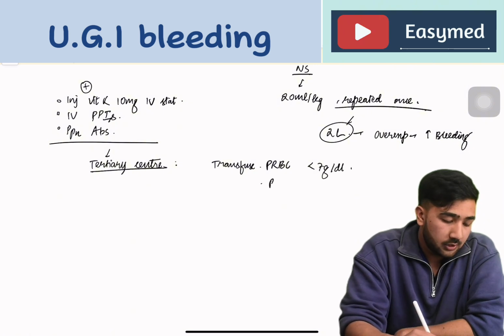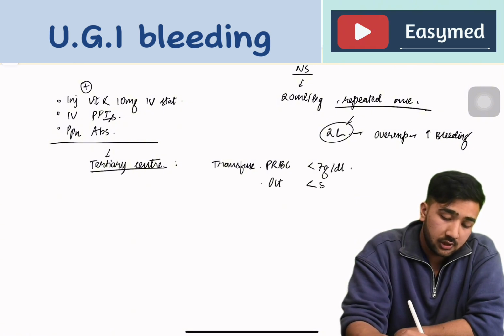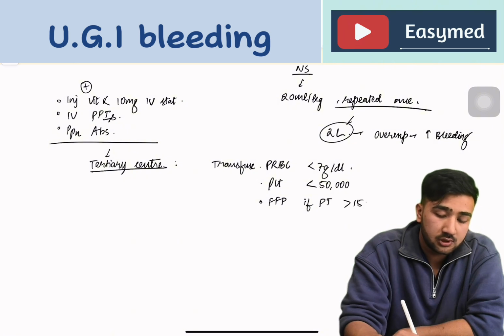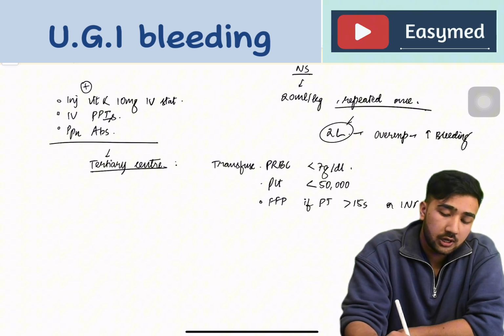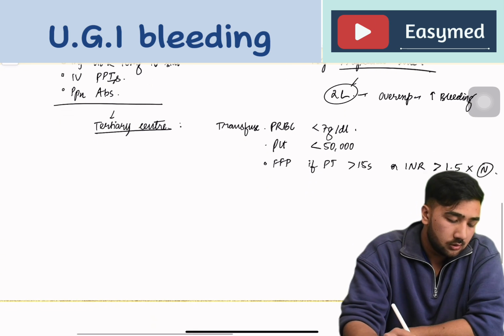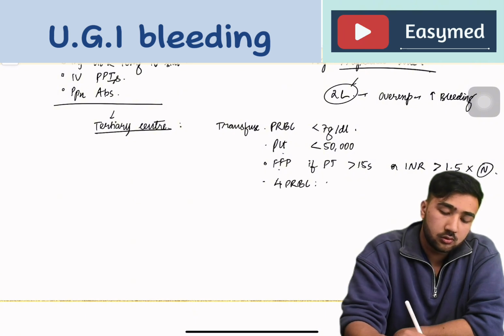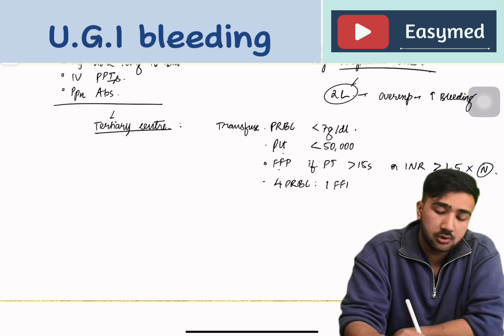We can give platelets if less than 50,000 with active ongoing bleeding. We can use fresh frozen plasma if the prothrombin time is more than 15 seconds or INR is more than 1.5 times the normal. And FFP र platelet चाहिँ for every 4 pints of PRBC, 1 FFP can also be used है.